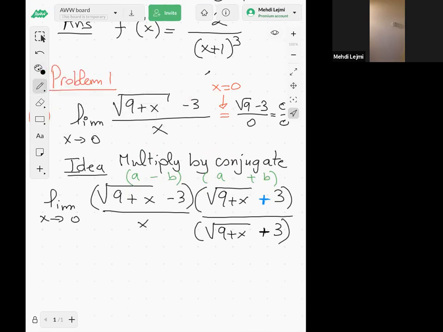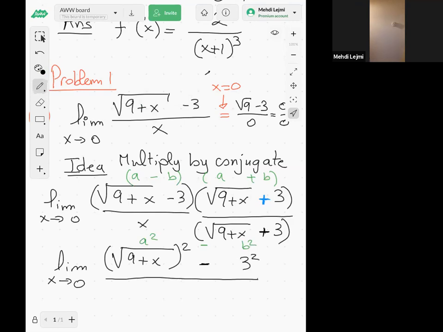So this is the limit as x goes to 0. We're going to have square root of 9 plus x, squared. That would be my a square. And then minus, we're going to have b square, where b is 3, so that's minus 3 squared, over, of course, x times, this is multiplication, x times square root of 9 plus x, and then plus 3.